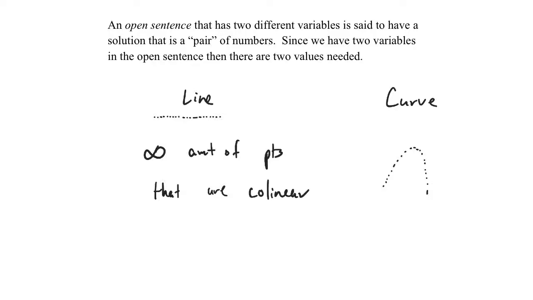It's the same thing. An infinite amount of points, sorry, but not that collinear. I have to word that carefully. Right, so it's literally this. This is the same definition for a curve. It's an infinite amount of points strung together.